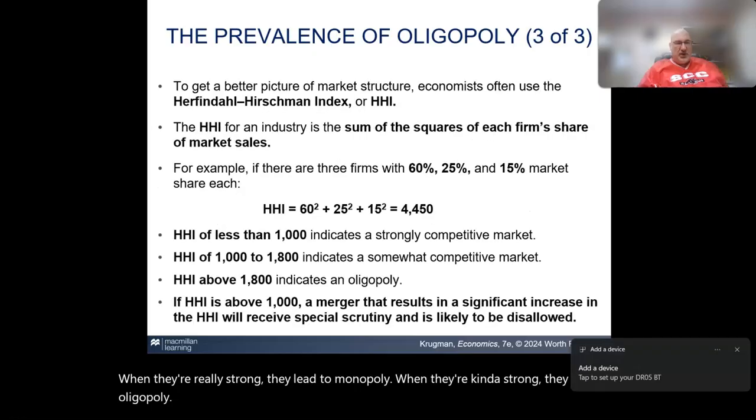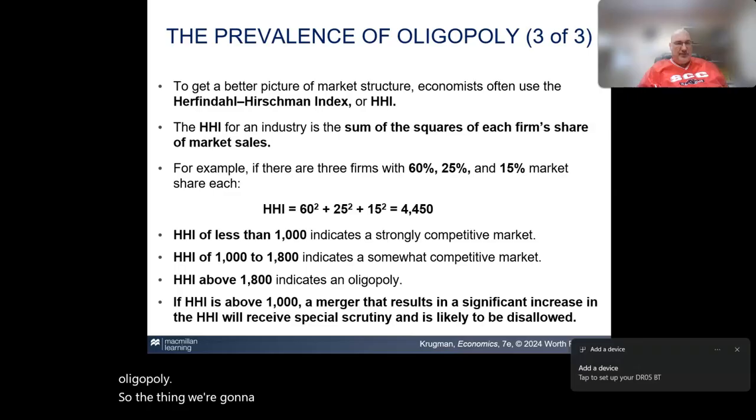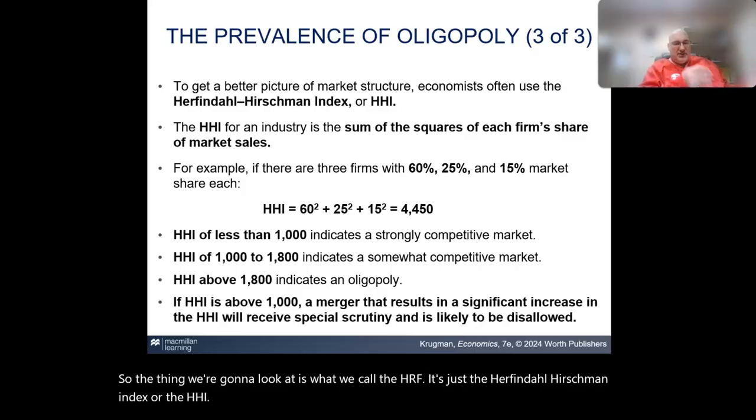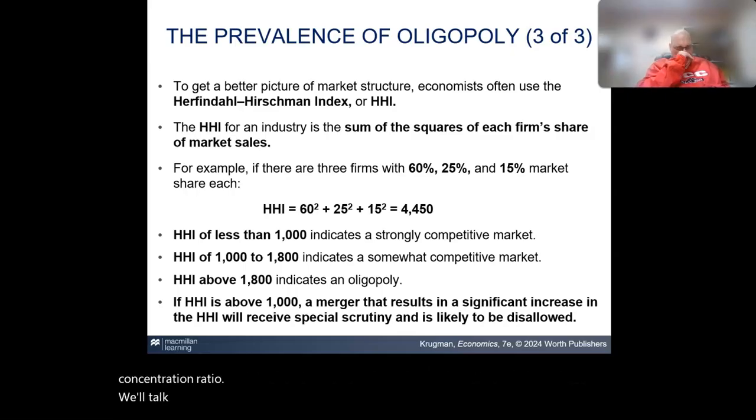So the thing we're going to look at is what we call the HERF. It's just the Herfindahl-Hirschman index, or the HHI. There's also another index that goes with this, and it's called the four firm concentration ratio. We'll talk about that after we get done with the HERF.